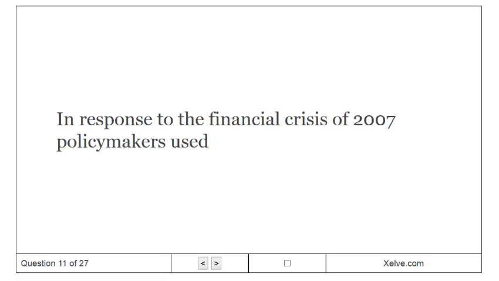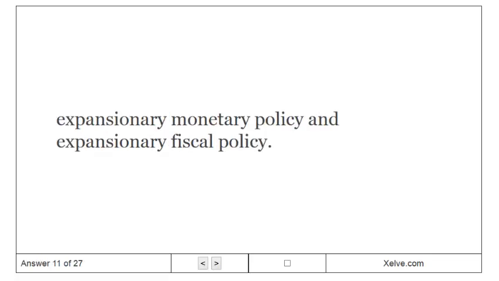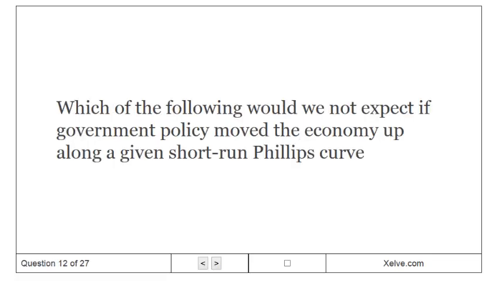In response to the financial crisis of 2007, policymakers used expansionary monetary policy and expansionary fiscal policy. Which of the following would we not expect if government policy moved the economy up along a given short run Phillips curve?